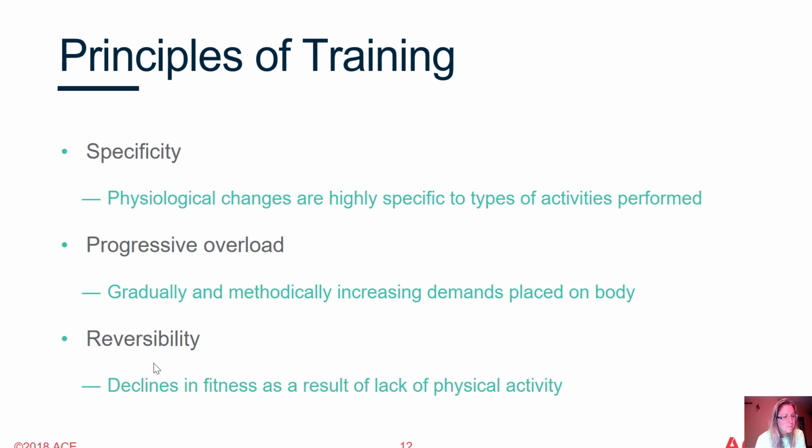And then lastly, reversibility: declines in fitness as a result of lack of physical activity. This occurs within months. Complete lack of activity, like during periods of immobility due to bed rest or sickness, can cause a dramatic loss in strength and bone mass. So when you start back, you cannot start back where you left off, right? We have to gradually progress back to where we left off.